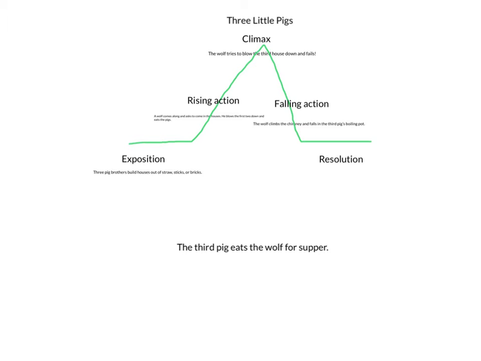And the resolution is just the ending. What happens at the very end? Well, the third pig eats the wolf for supper.